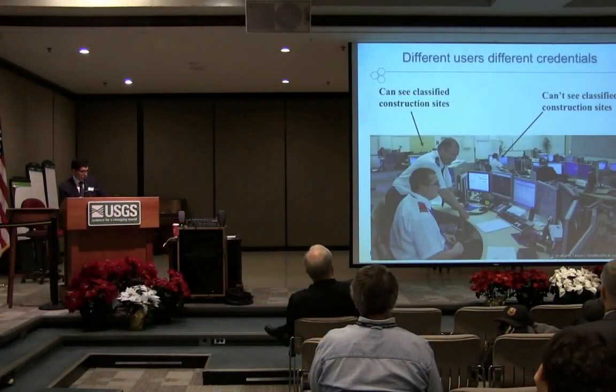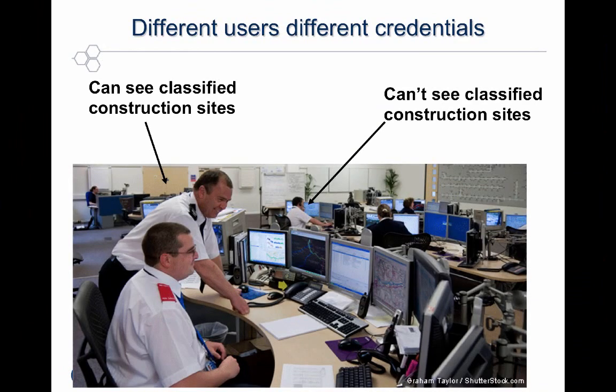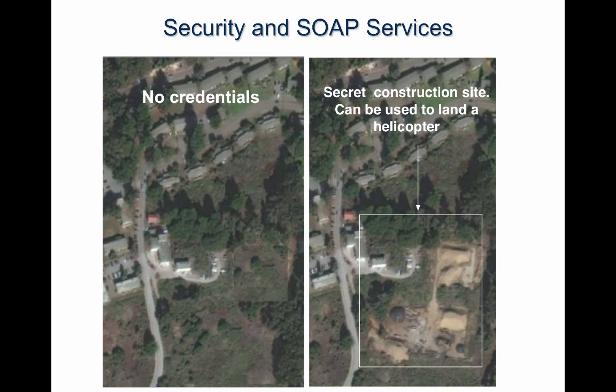Now, not everybody at the Emergency Command Center has the same credentials. Some information is classified, and in order to be retrieved, the user must supply the correct security certificates or credentials. So the Command Center, as well as other agencies, are required to support different access request methods, including HTTP GET, POST, SOAP.